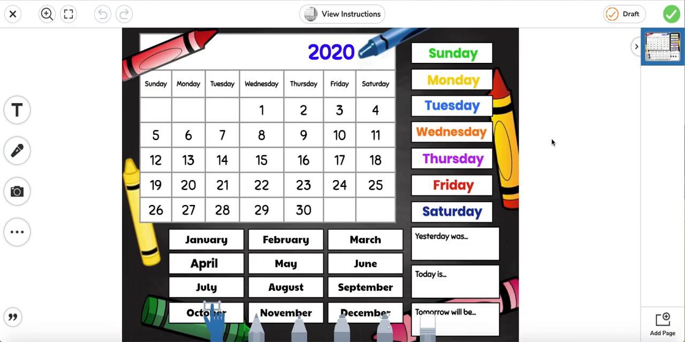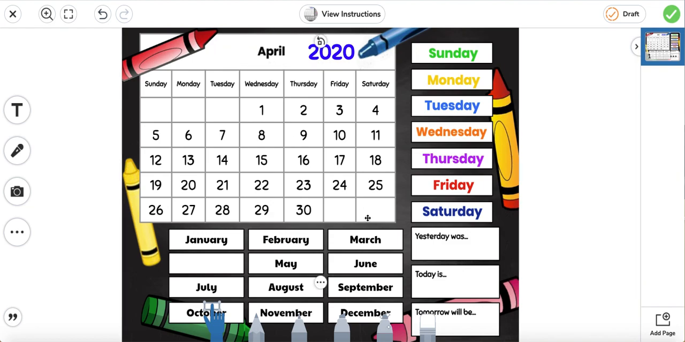Boys and girls, we're going to begin with our calendar. So here we have the months of the year. Let's go ahead and say them. January, February, March, April, May, June, July, August, September, October, November, December. Can you tell me which month I should put up here? April, yes, because we are in April.